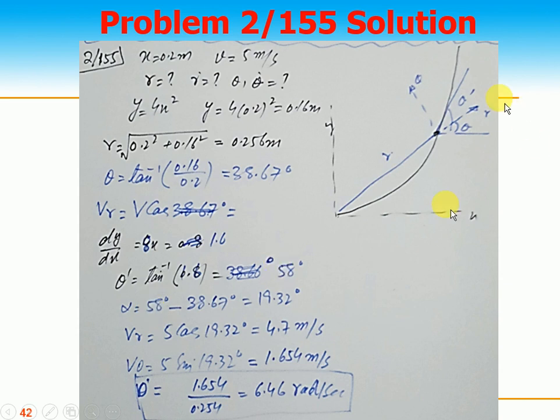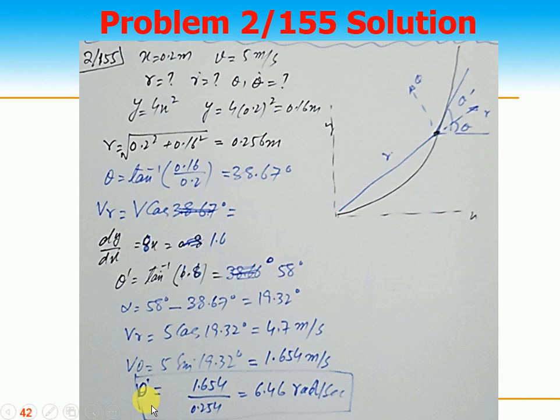Because we need to find the angle with the x-axis, alpha is equal to 58 degrees, please remember that this is the tangent. So this 58 degrees minus 38.67 gives the angle which is required, 19.32. Now the radial component of this velocity is 5 cos of 19.32, which is 4.7 meters per second. V theta is equal to 5 sin of 19.32, which is 1.654 meters per second.